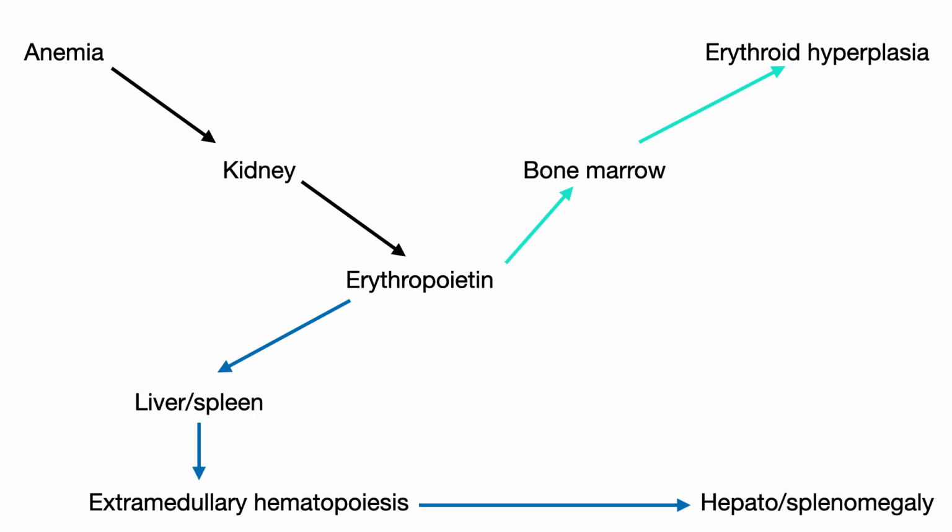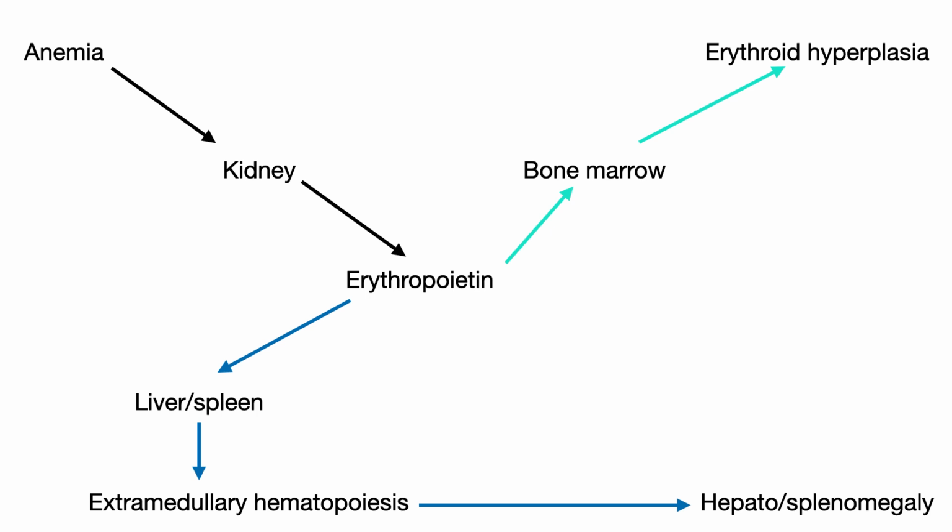As I was preparing for this lecture, I thought I'd throw this in, just something to think about as you go. When you get anemia, what is going to happen? It's going to act on the kidney to secrete erythropoietin. Erythropoietin is going to act on the bone marrow and cause erythroid hyperplasia. You're going to increase the number of precursor cells to red blood cells, so you can increase the number of red blood cells.